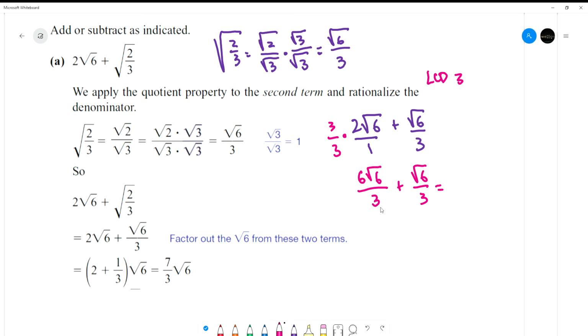So you see how these are the same denominators and these are the like radicals. So you can add: 6 plus 1 is 7 root 6 over 3. And you just want to make sure the fraction outside the radical is simplified. It can't be reduced, so that's the final answer.